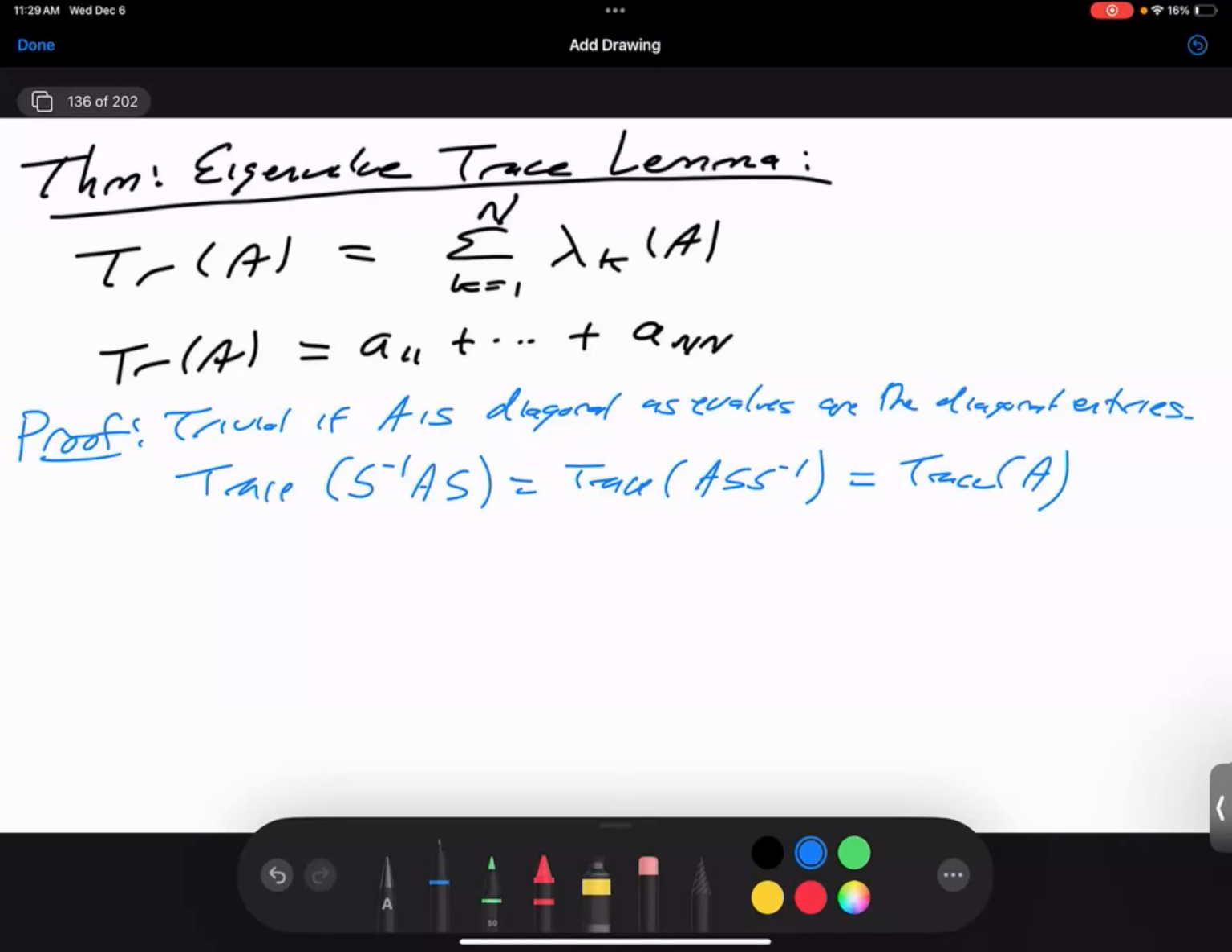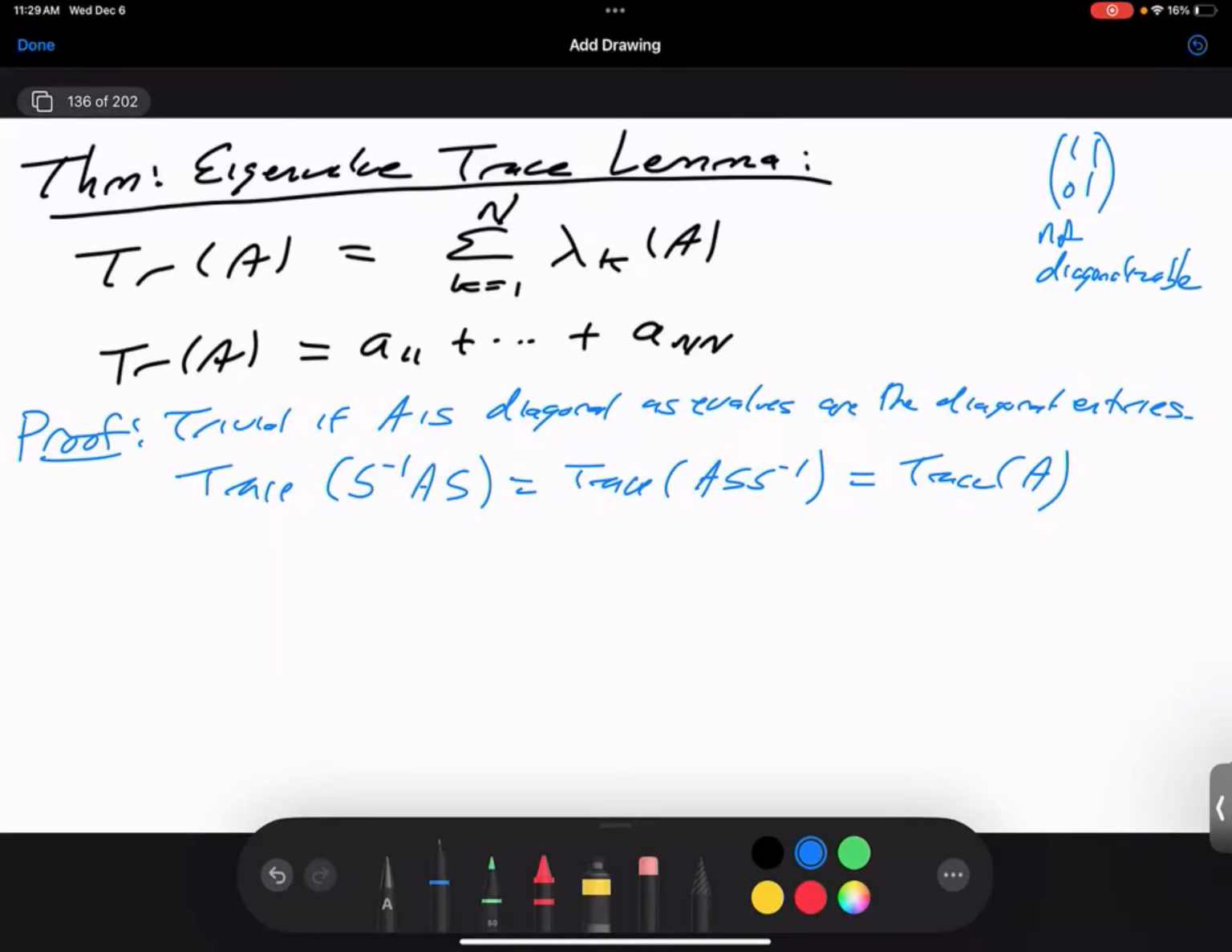Not every matrix can be diagonalized, unfortunately. Can anybody give me a matrix that cannot be diagonalized? Like all ones and then another one. So you know, 1, 1, 0, 1 cannot be diagonalized. So not every matrix can be diagonalized.